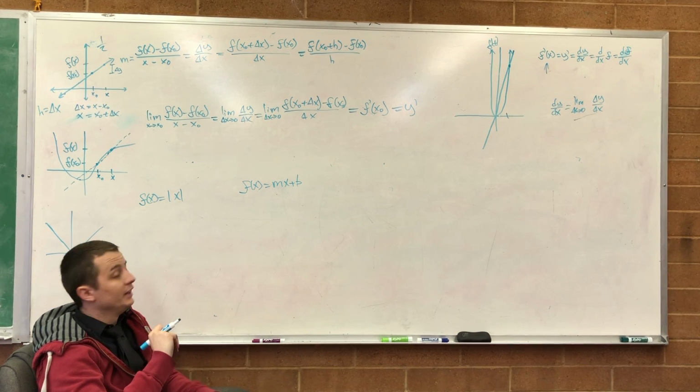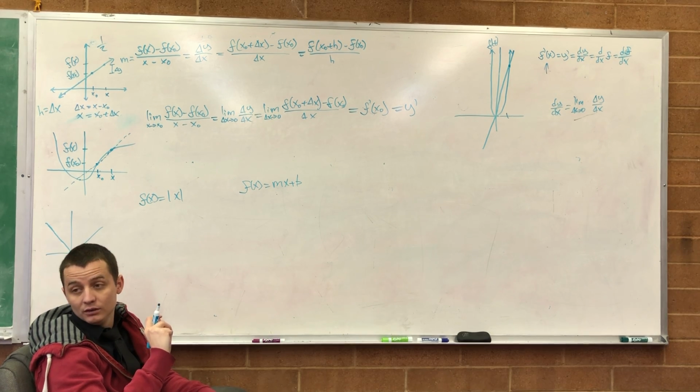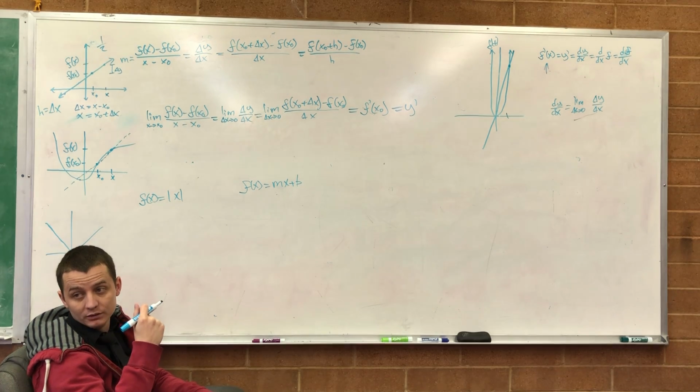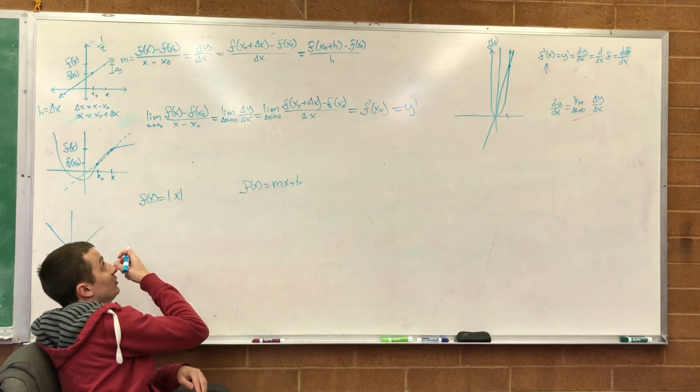What's the slope of that line? M. So what should the derivative be? M. Let's calculate it and make sure that's how it actually comes out. Let's go back to the first one, because why not?